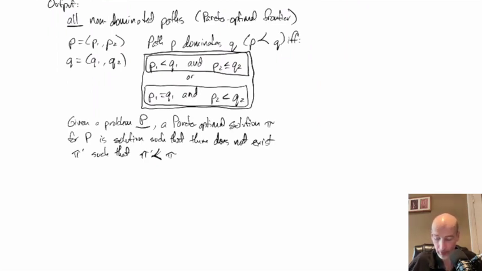For all other solutions, we ask: is there another solution that dominates pi? If so, then pi would not be on the Pareto optimal frontier. And the set of all solutions, the Pareto optimal frontier, is all Pareto optimal solutions.